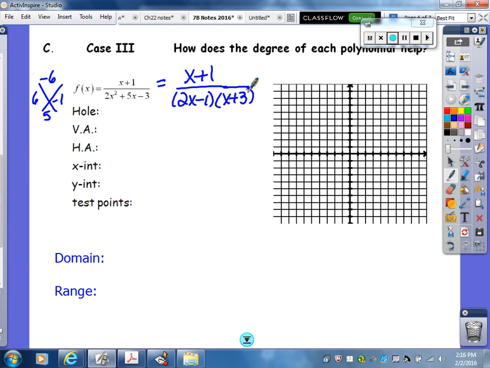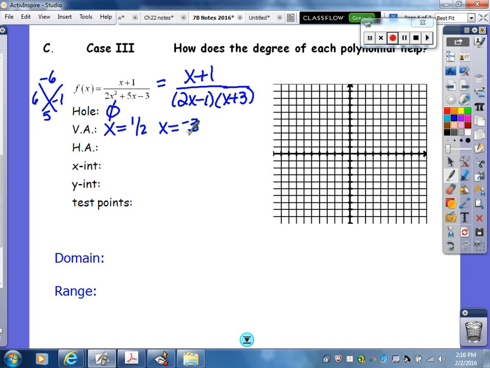Alright, holes. A hole is a common factor in the numerator and denominator. Well, this doesn't have a common factor, so that means it doesn't have a hole. Vertical asymptotes are the zeros of the denominator. Well, this thing has two zeros. It has x equals 1/2 and x equals negative 3. So we have two vertical asymptotes.